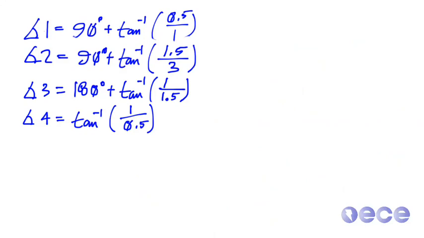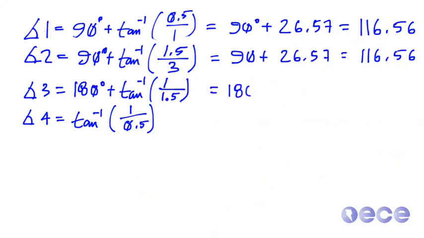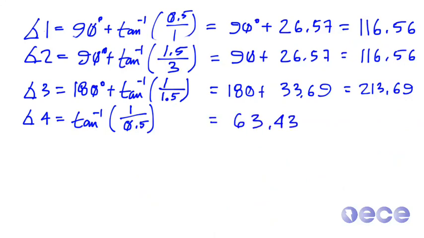Okay, so I've just repeated those calculations over here. Now I want to verify that it's correct and calculate all the values. So for the first value, 90 degrees plus 26.57 degrees gives us about 116.56. 90 degrees plus 26.57, because 0.5 over 1 is the same as 1.5 over 3. Those ratios are the same, and so those tangent values, or arctan values, come out to be the same. The arctan of 1 over 1.5 turns out to be 33.69 degrees. So angle 3, because we're adding 180, remember, is 213.69. And then for angle 4, we can just directly take the arctan of 2, and that turns out to be 63.43 degrees.